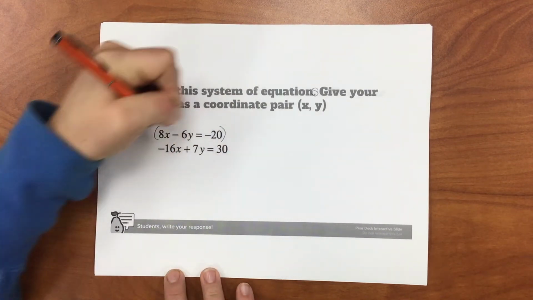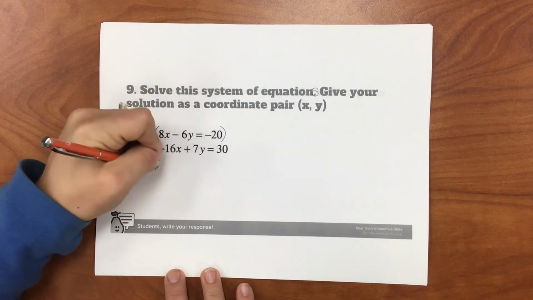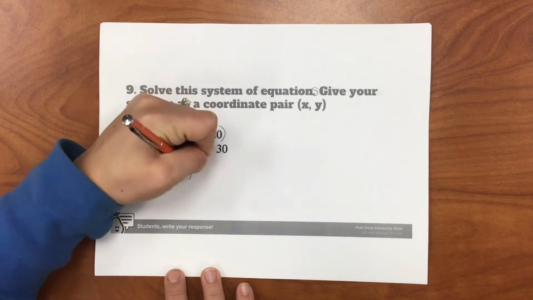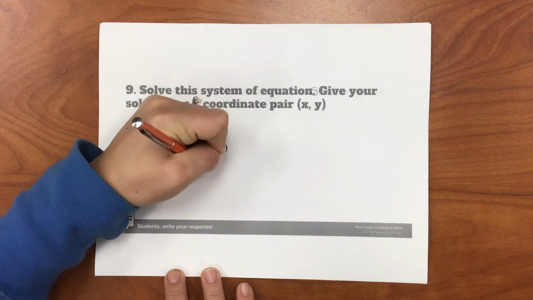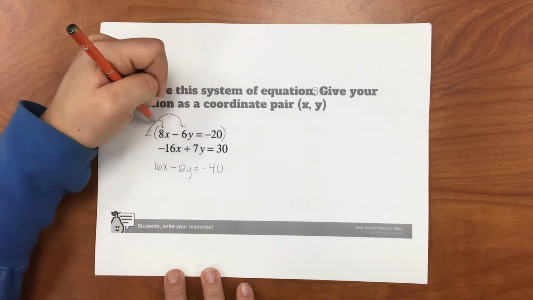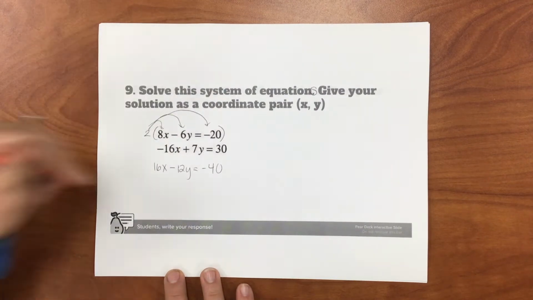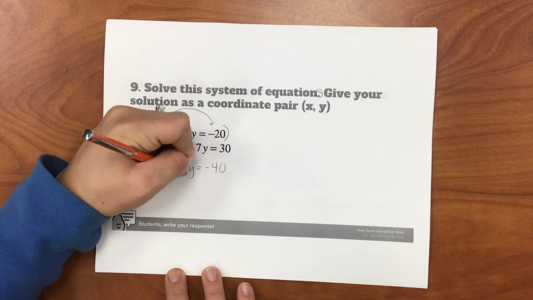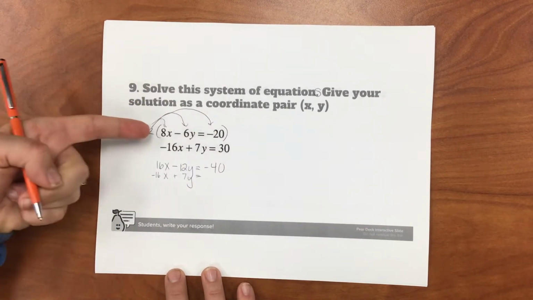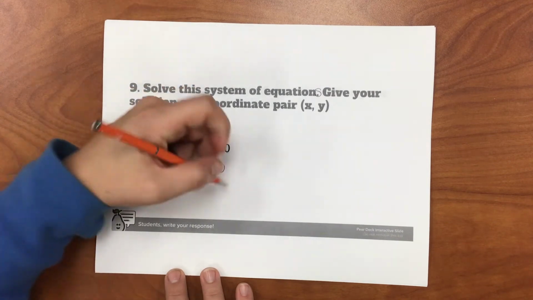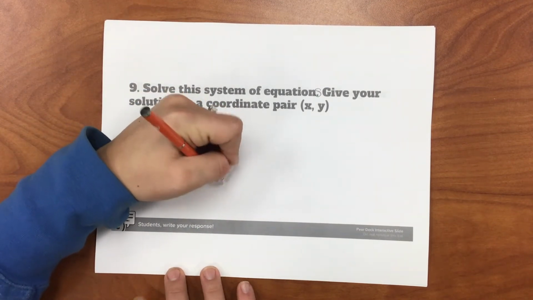So we're going to multiply this top one by 2, so we should get 16x minus 12y equals negative 40, and just check your math. 16, negative 12, negative 40. Good. And then I'll rewrite the bottom one underneath it, and then I can simply just add. You can see that in the original problem, the variables weren't perfectly matched up, but when I rewrite it, I make it matched up, so it's easy for me.